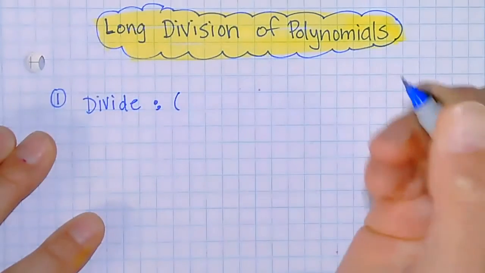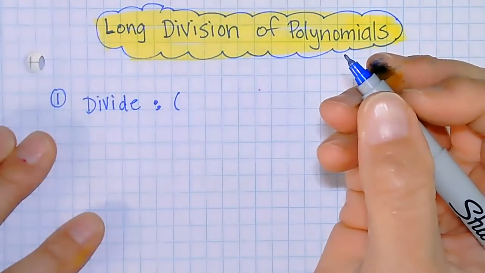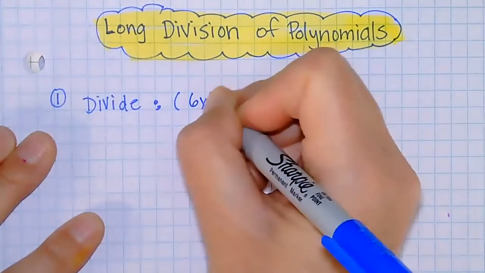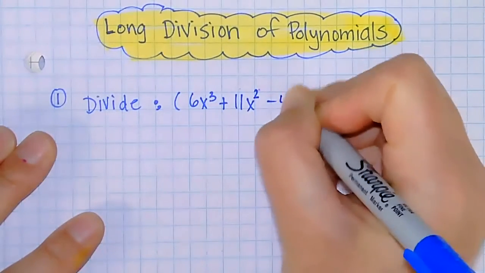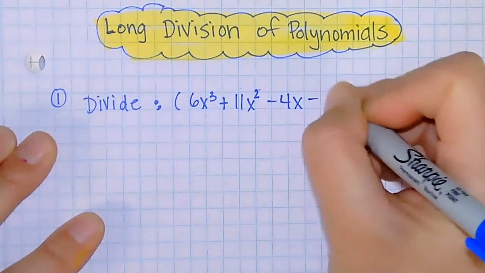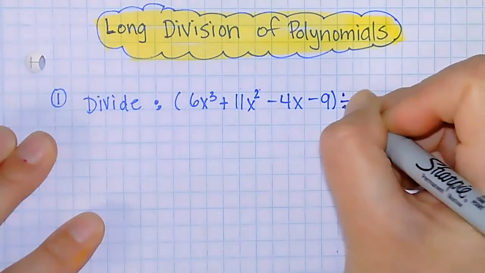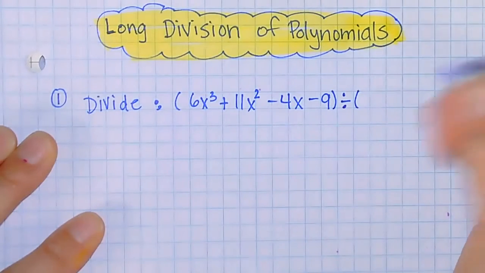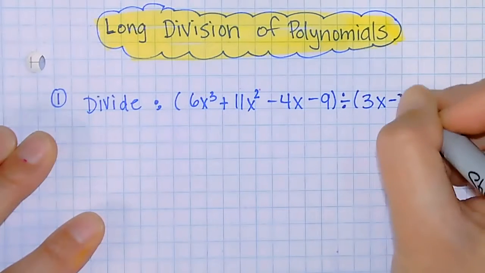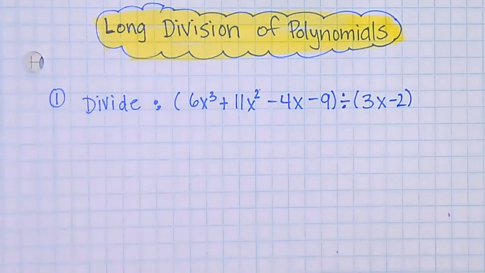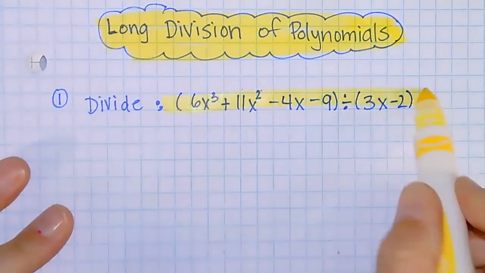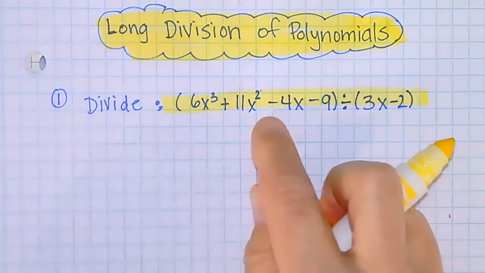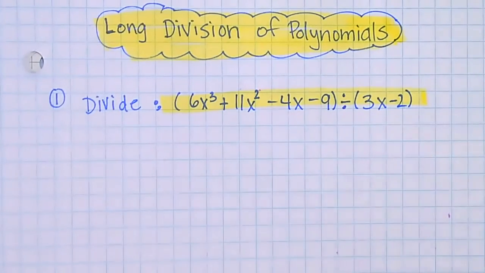the quantity 6x cubed plus 11x squared minus 4x minus 9 by 3x minus 2. Okay, I'm just going to highlight that so we see the problem. So this is the problem we are working on. We're trying to divide this polynomial by this polynomial.